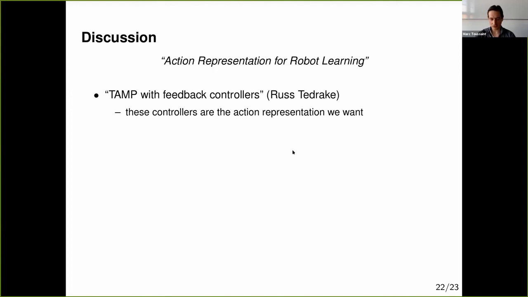Russ Tedrick has this earlier work, of course, of LQR trees and things like that. And it is really interesting to now think about how you could realize similar things in the context of TAMP and for a general reason. And I think this would be a really good answer, like from the perspective of TAMP and these things that I just said, what are good action representations actually for learning?